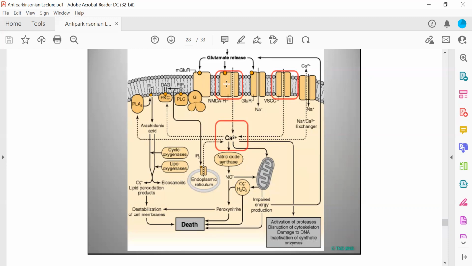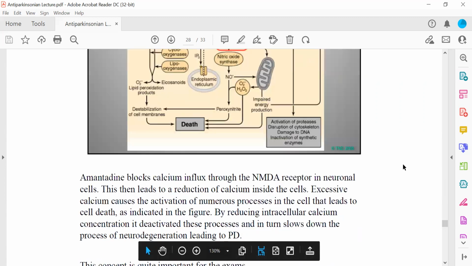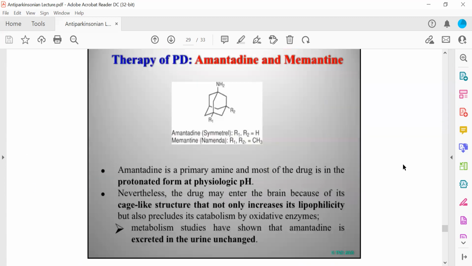So by blocking this NMDA receptor, you may decrease the amount of calcium, and you will also decrease the amount of free radicals that get formed in your cells, and thus you stop the process of neuronal cell death. So the two drugs currently on the market that work as NMDA receptor inhibitors or blockers are amantadine and memantine. These two compounds are known as polycyclic cage compounds because the adamantane structure looks like a small bird cage.